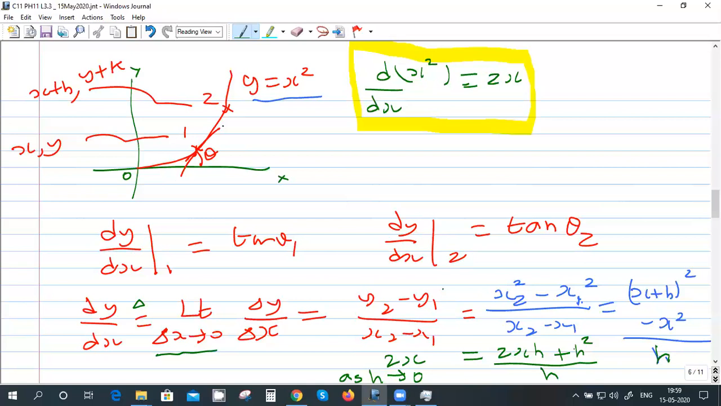See, these two points have coordinates x1 and x2, right? So I can take coordinates like x comma y and x plus h comma, say, y plus k. No problem, right? So I'm using that one. So x2 is x plus h whole square minus x square, divided by x2 minus x1, which is h.